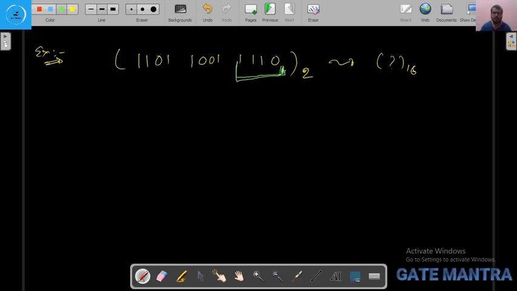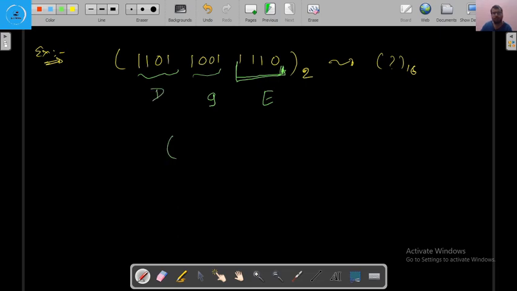For 10 we can write A, for 11 we can write B, for 12 we can write C, for 13 we can write D, and for 14 we can write E. So here we can write E. Similarly, this is 8 plus 0 plus 0 plus 1, which is equivalent to 9, and here 8 plus 4, that is 12, plus 1, that is 13, and for 13 we can write D.